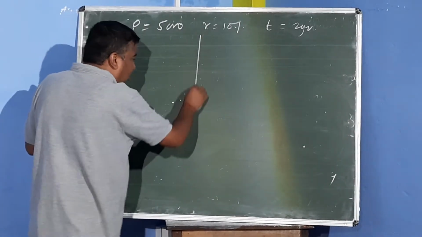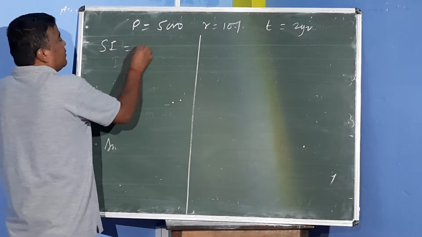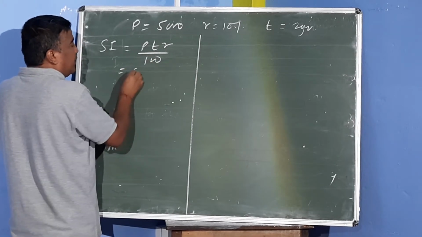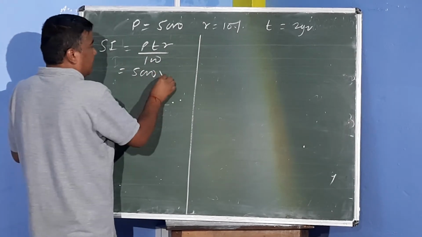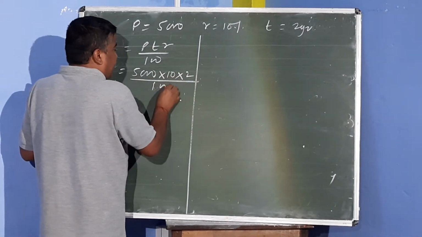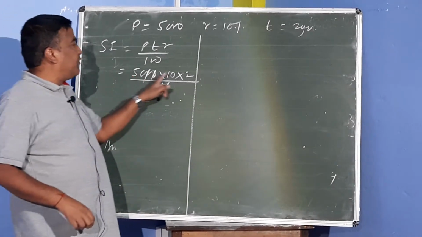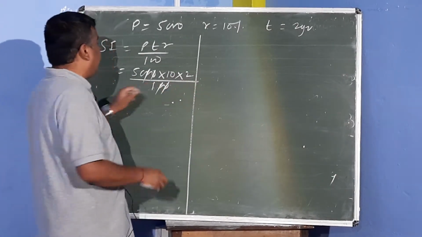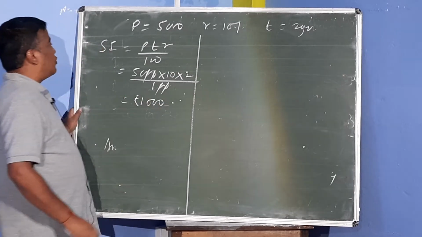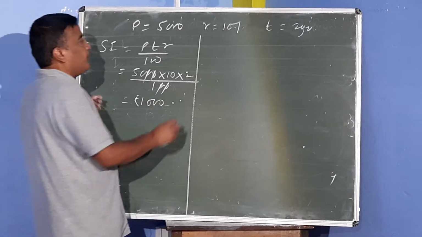So first we'll find simple interest. Simple interest means PTR by 100. What is the principal? Principal is 5,000, rate is 10 and time is 2 divided by 100. This and this cancel, this and this cancel. So 50 into 2 is 100, 100 into 10 means 1,000. So 1,000 is your simple interest. Okay. Now we'll do compound interest.